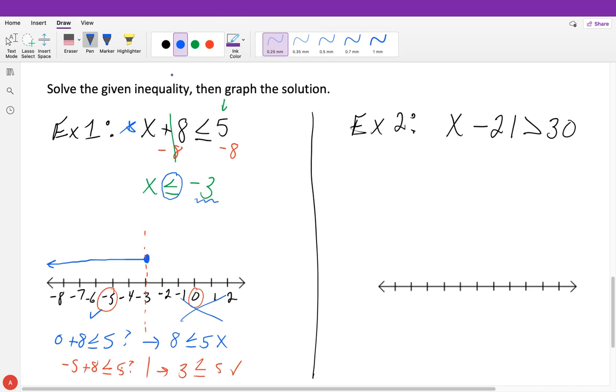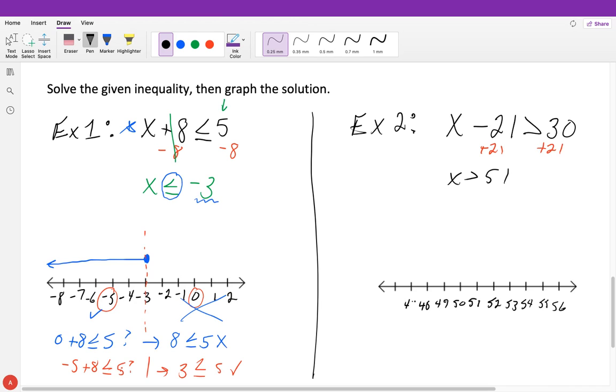All right, so now let's go ahead and move on to example 2. Same thing, in order for us to graph this, we need to solve it first. Well, it's being subtracted by 21, so I'm going to add 21 to both sides, and now I get the inequality that x is greater than 51. So I'm going to put 51 on my graph, and I'm going to count by ones, and once again, you can count by twos.